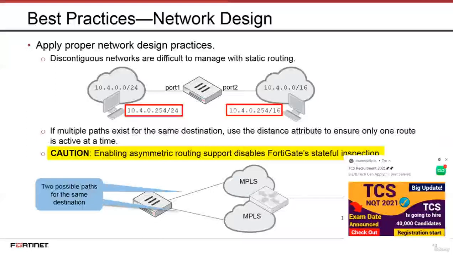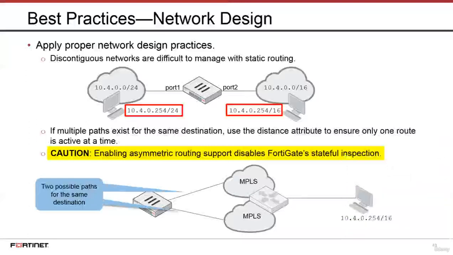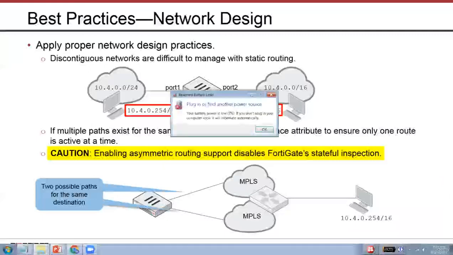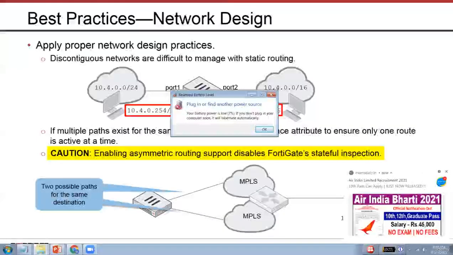Another challenge to consider is asymmetric routing. Asymmetric routing is a situation where packets in the same session might flow through different routes to reach the destination. So, if multiple paths exist in your networks for the same destination, consider using the distance attribute to ensure only one route is active at a time. You can also consider using ECMP.